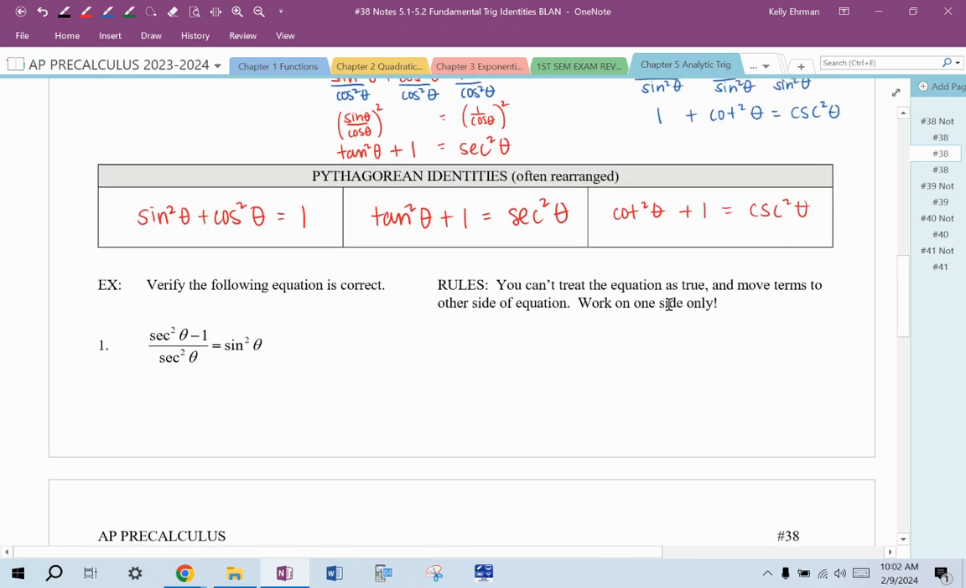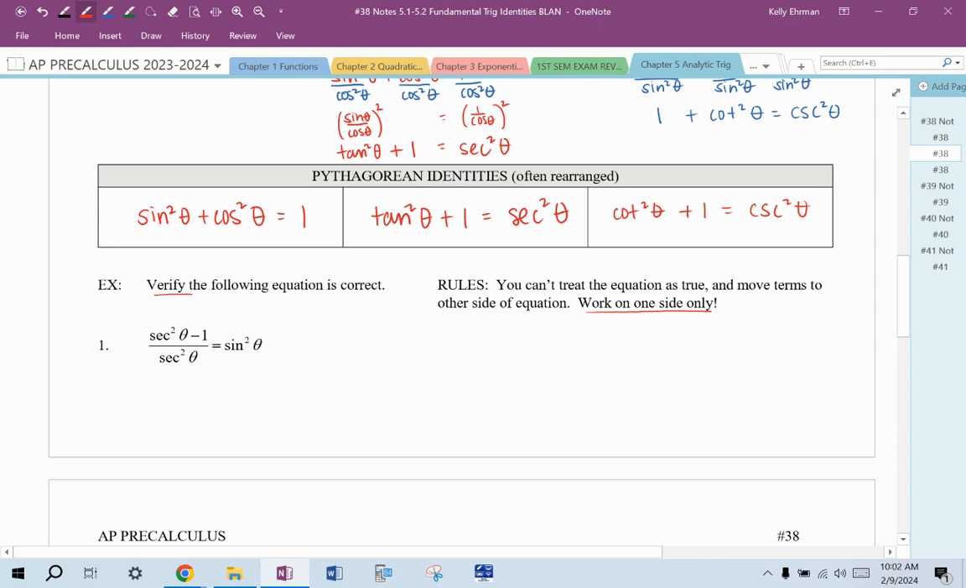And we want to use these to verify that the following equation is correct. When we're told to verify something, because we're trying to show that this equation is correct, we can't use equation properties on it. You can't treat the equation as true, meaning you can't say I'm going to multiply secant squared to the other side. You have to work on one side only. So pick the side that has more stuff to do. This is the more complicated side. And what can I do to work on this?